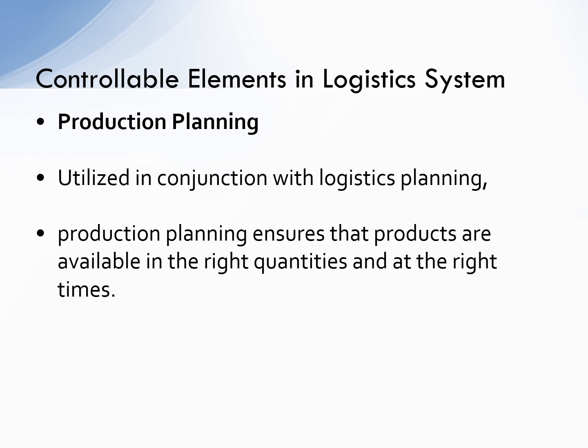Production planning is another controllable element in logistics system. Production planning is utilized in conjunction with logistic planning. Production planning ensures that products are available in the right quantities and at the right times.